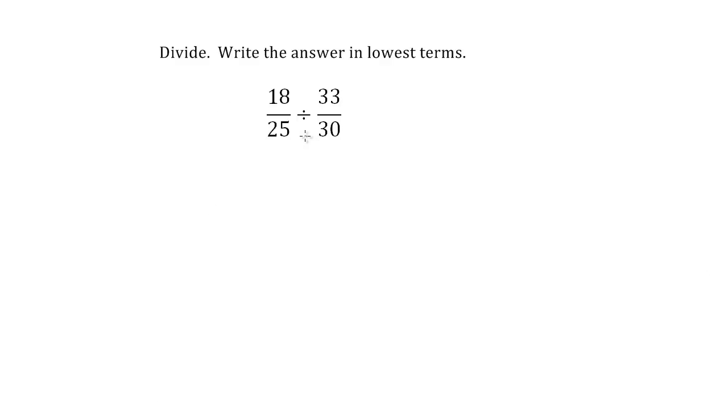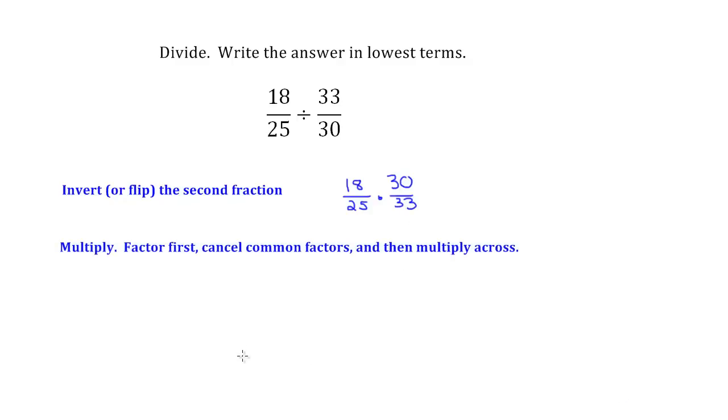We have 18 over 25 divided by 33 over 30. The first thing we have to do is flip or invert the second fraction. Doing so, this gives us the following. 18 over 25, and then inverting the second fraction would give us 30 over 33. Now we proceed. Now we multiply. That is, we're going to factor first, then cancel any common factors from numerator and denominator, and then multiply across.